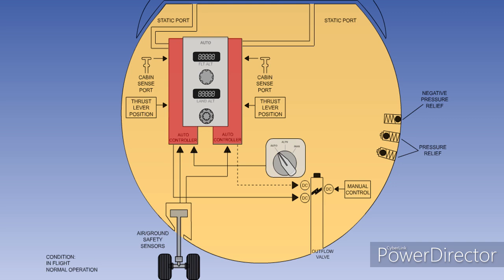The controllers are normally located away from the flight deck in an electrical service center. Each outflow valve is operated by one of 3 electric motors. There is one motor for each automatic controller and another for manual control.